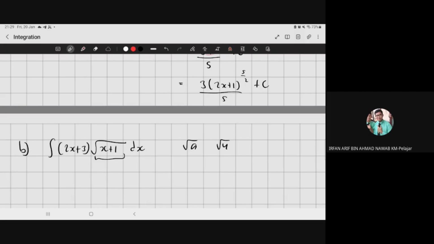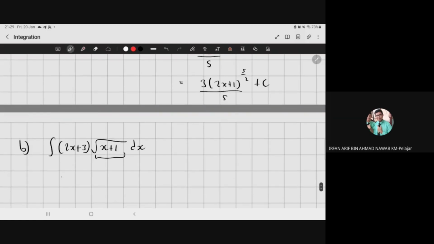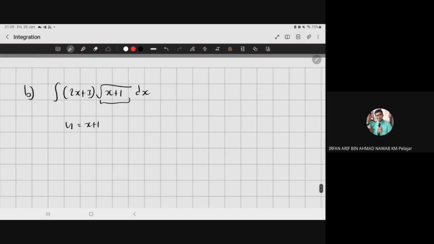All right, let me show you that. So right now, I want to make sure my square root is in a single term, not x plus 1. So I use the substitution method, which is I let u equal x plus 1. Okay, x plus 1. So now we differentiate as usual. du is equal to dx. Very simple. But then how do we deal with this?